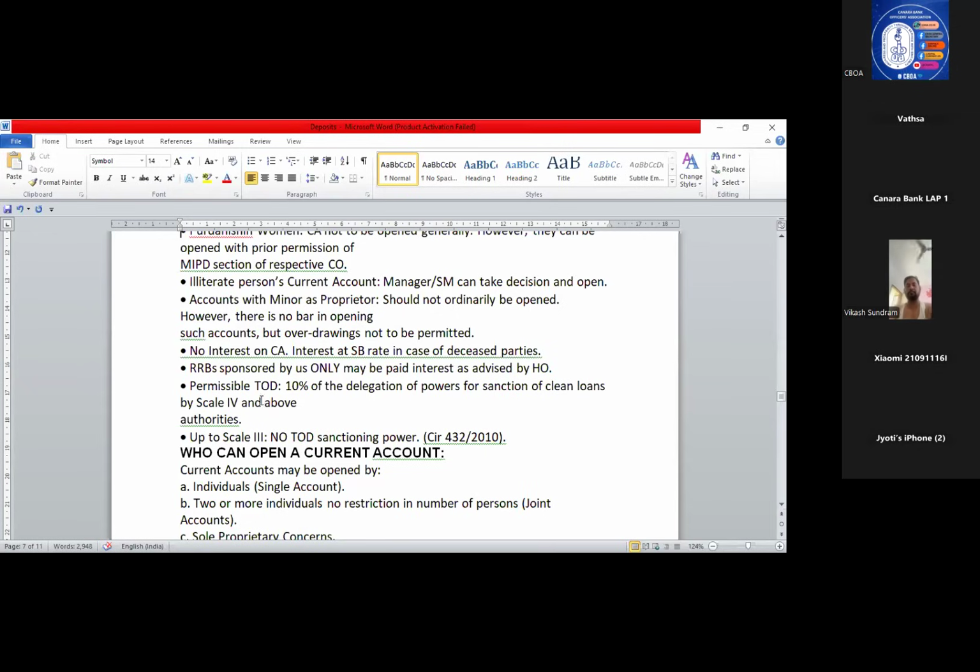Partnership, the minor can be included in the partnership for the benefits of the partnership. The minor can be included, but once he becomes a major, within 6 months, he has to tell whether he wants to continue in the partnership or he doesn't want to continue in the partnership. He has to declare. If he is not declaring, it will be construed as he is interested in the partnership. Okay. No interest in current account.